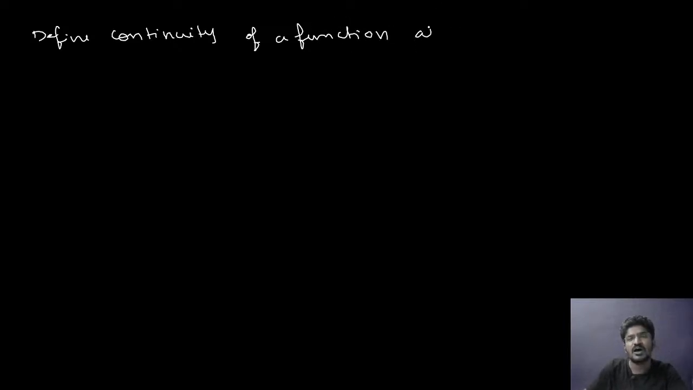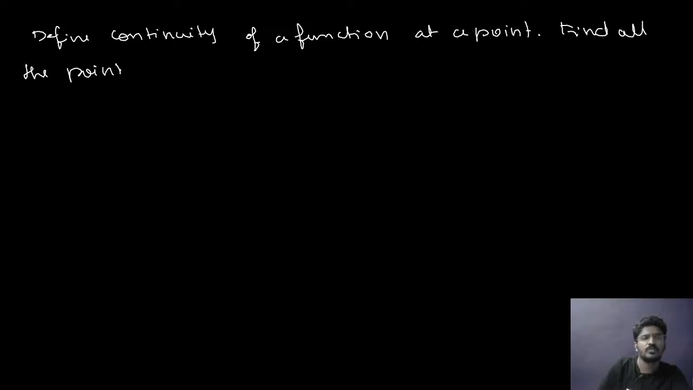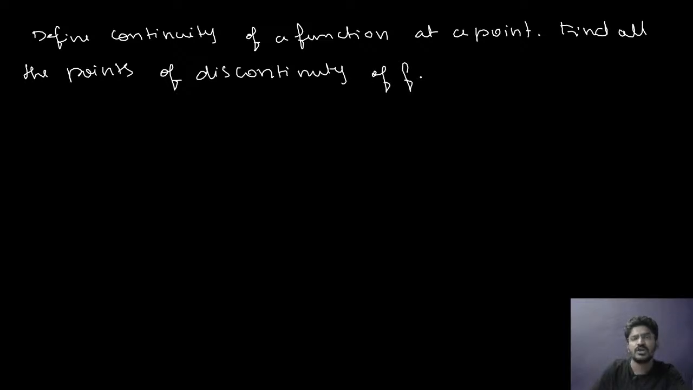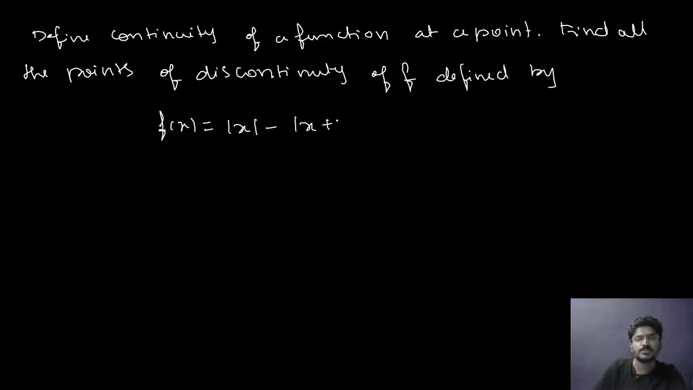Define continuity of a function at a point. Next, find all points of discontinuity of f defined by f of x equal to mod x minus mod of x plus 1. Okay, so see the answer.